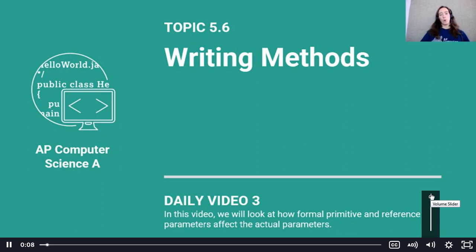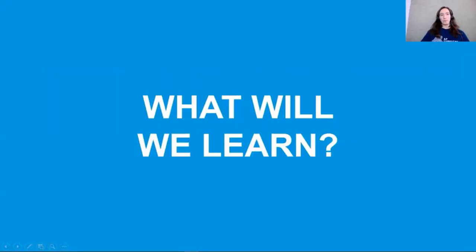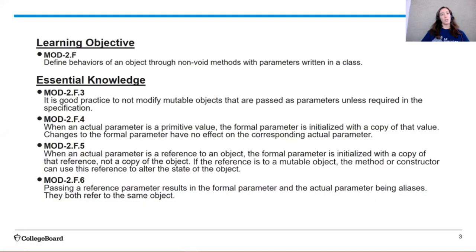All right, everybody, please pay attention for about 5 minutes. And reference parameters affect the actual parameters. So, what will we learn? You can define behaviors of an object through non-void methods with parameters. The formal parameter is the parameter in the method declaration. The actual parameter is the parameter in the method call. If those parameters are primitive, they have no effect on each other. If those parameters are reference, changing one could cause a change to the other, depending on what part of it you're changing.